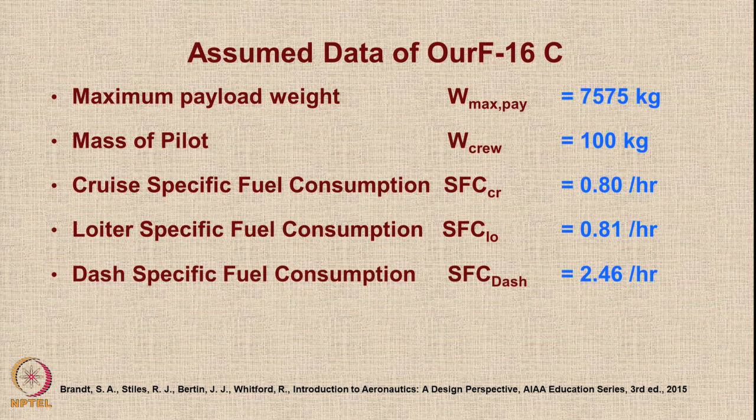But when we go for a dash segment or a high speed flight at a very high, supersonic Mach number, then the afterburner has to be used, and therefore the fuel consumption becomes at least 3 times more. So, it becomes very high. The wing aspect ratio is 3.0. This also closely matches that of the actual F-16 aircraft.